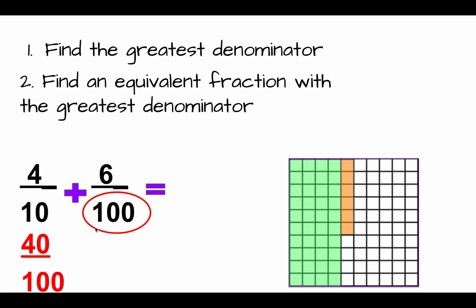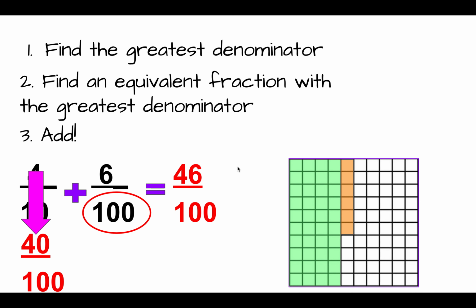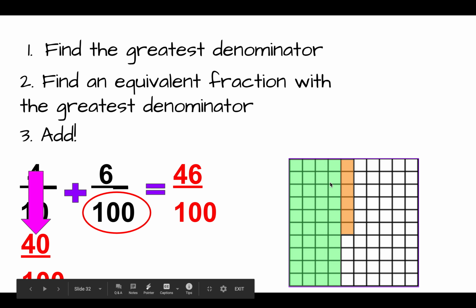Now it's really easy. I just add 40/100 plus 6/100. I add them up and I get 46/100. So this is a way to show your work where you're showing that you turned tenths into hundredths in order to add them all up.